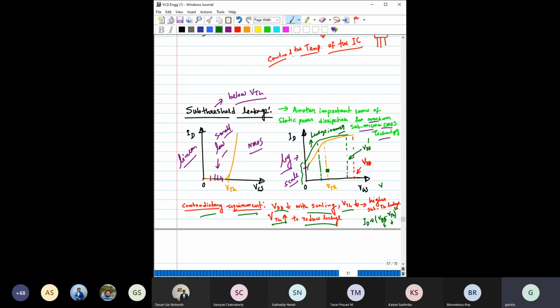Okay, drain to source. Yeah, drain to source voltage for what? So for the subthreshold region. Oh, for the subthreshold region. Okay. So this plot you can do for various cases.